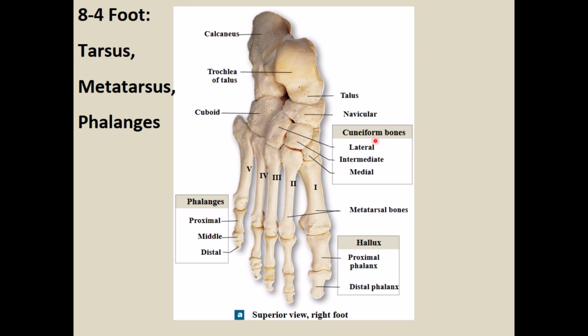These are called the cuneiform bones. This is medial, that's intermediate, and that's lateral. The lateral one articulates with the cuboid also. And then the cuboid and cuneiforms articulate with the metatarsal bones. There are 5 of them. Then you have the phalanges, most of which have 3 parts: proximal, middle, and distal, except the big toe, called the hallux, which has only a proximal and distal phalanx.